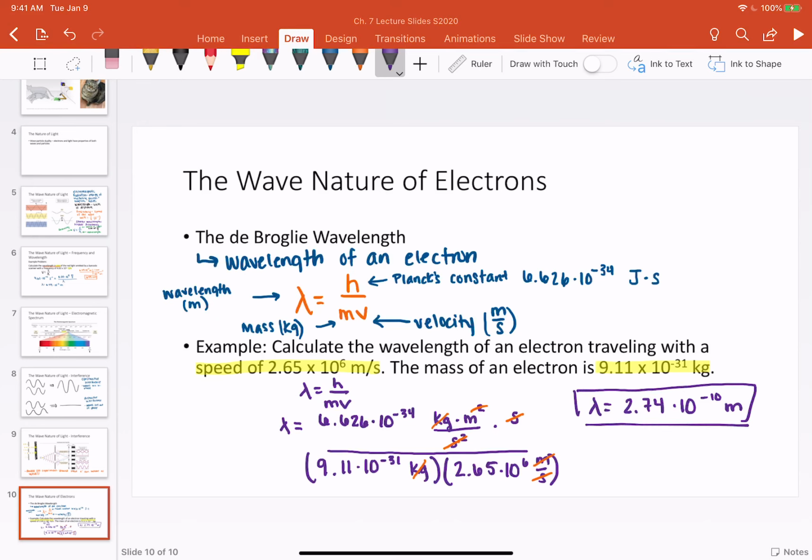Okay, so that was a little bit about the nature of electrons and in particular the wave nature of light and electrons. I'm going to switch over to another video to talk about the particle nature of light and electrons.